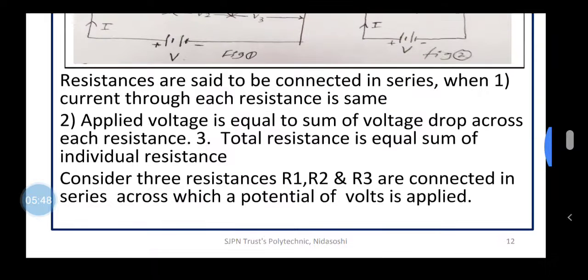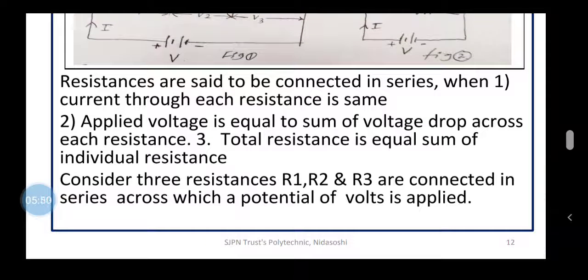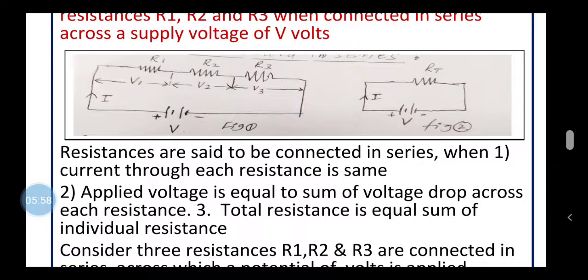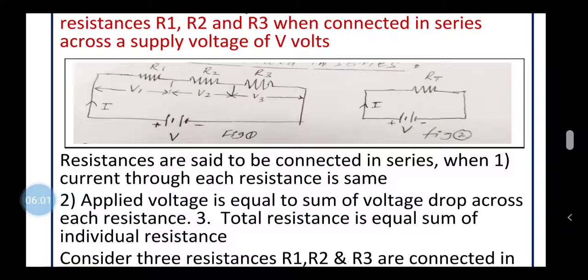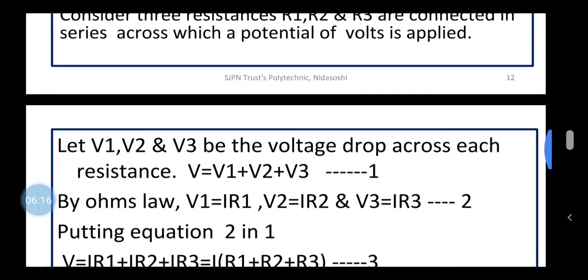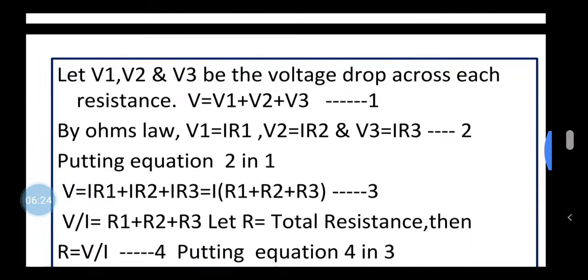Now consider three resistances R1, R2 and R3 connected in series across which a potential of V volts is applied. In the figure there are three resistances R1, R2 and R3, connected in series. V1, V2 and V3 are the voltages across the individual resistances. To this series circuit a potential of V volts is applied. By the definition of a series resistance circuit, V = V1 + V2 + V3. Now apply Ohm's law to each individual resistance.